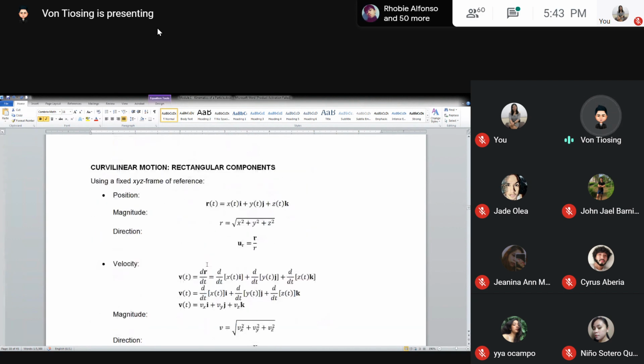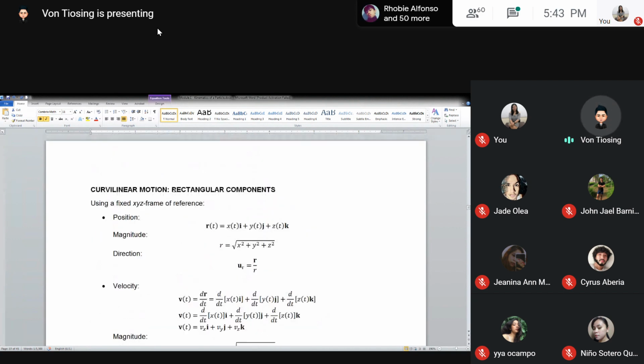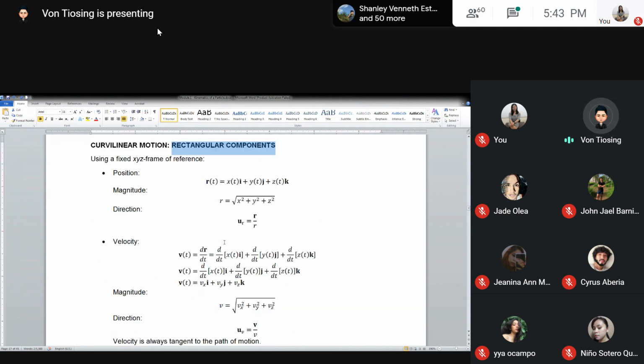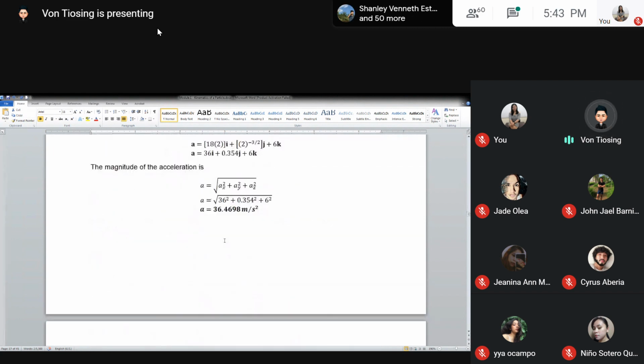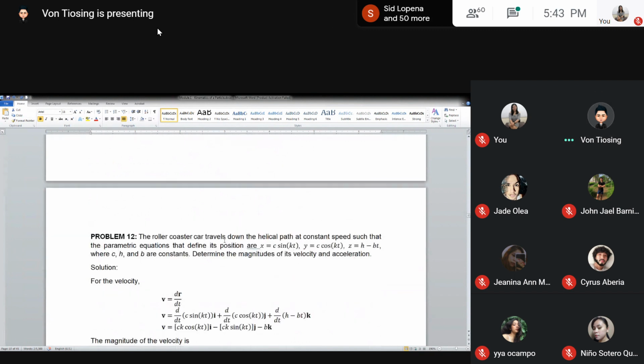By the way, this one is in terms ng rectangular components. So meron pa tayong other components mamaya. Pag sinabi natin rectangular components, it's in terms of x, y, z components. No?